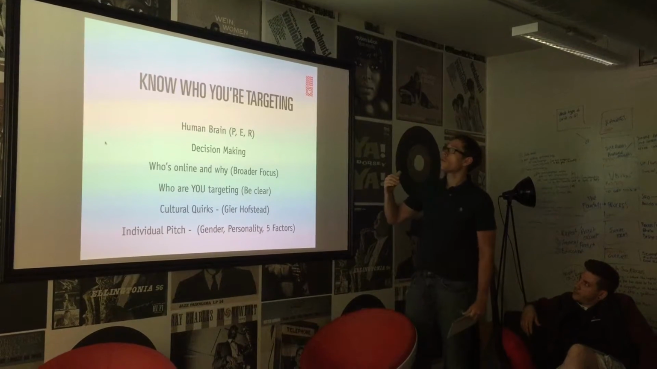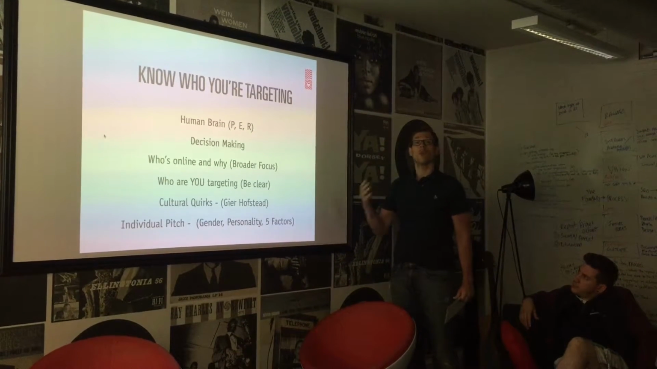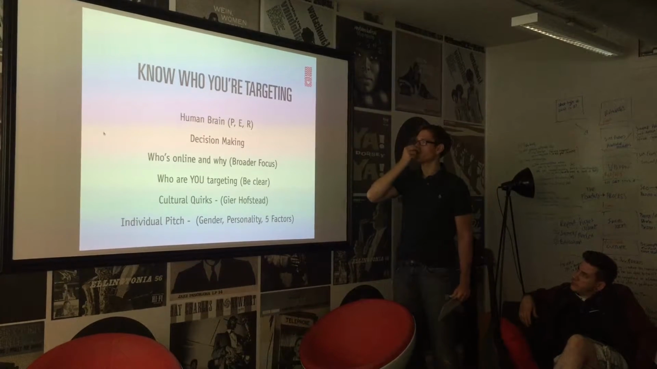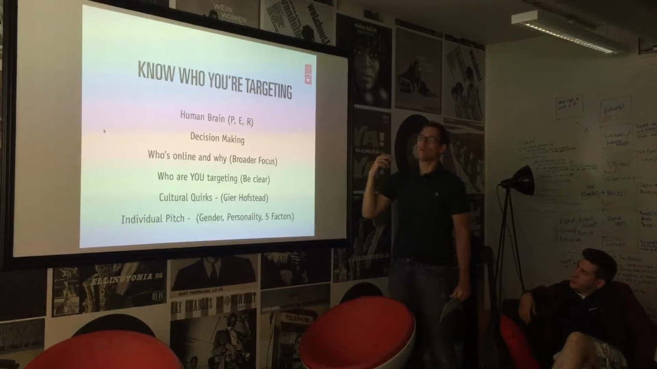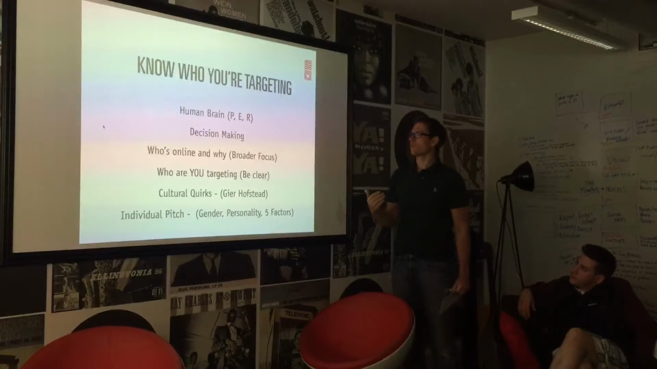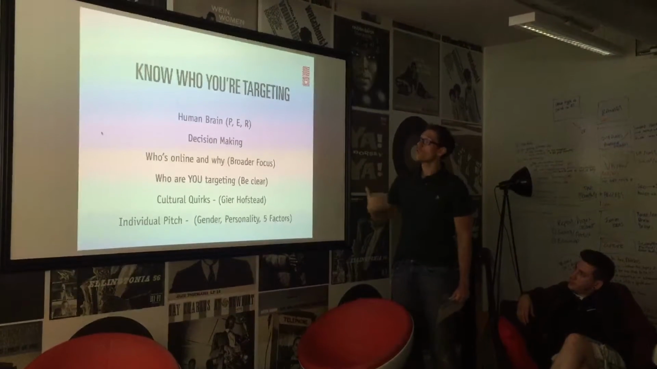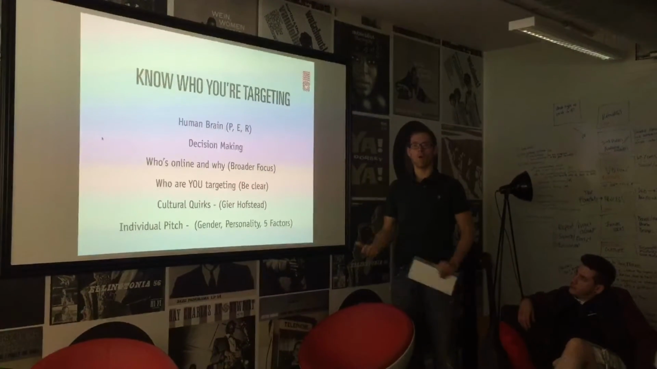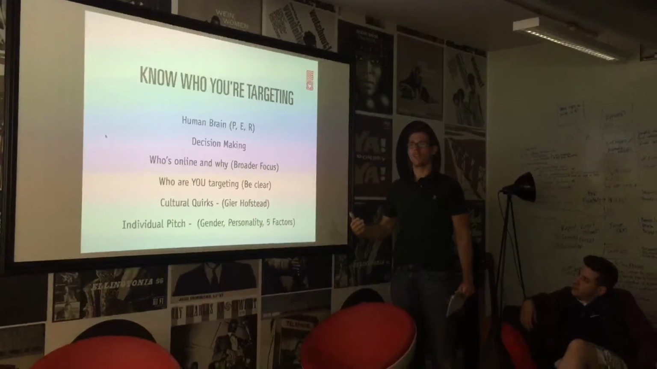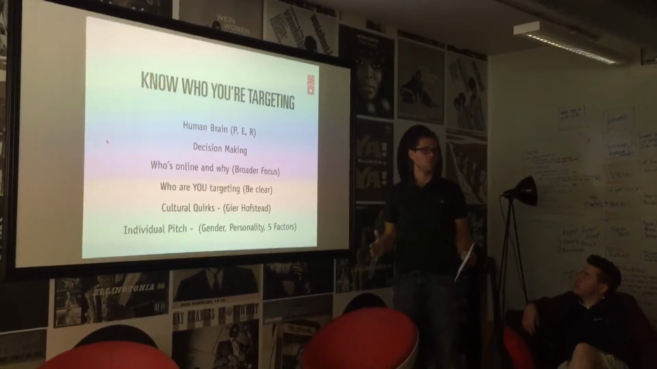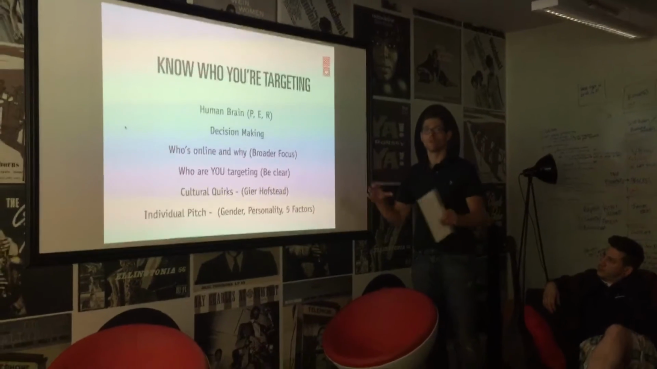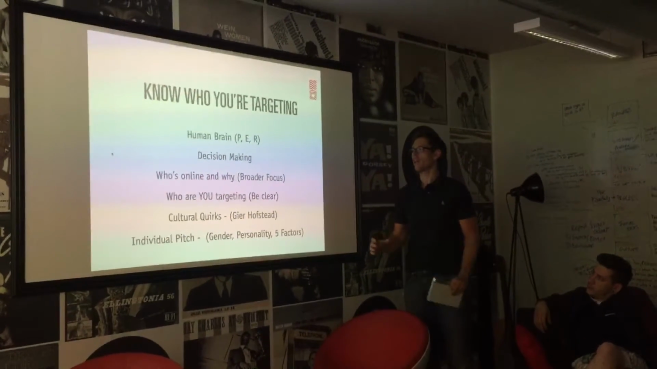So, knowing who you are targeting is understanding what the human brain is and what it does: the primal, the emotional, and the rational, which we've just covered off. It's understanding what decision-making process the human is going through. It's then saying who's online and why. If you can understand who it is that you're trying to reach and why they're there, it allows you to tailor your campaign, from everything we do, from an advert through to a social media post. You're really starting to focus on what's going to get them to do it.